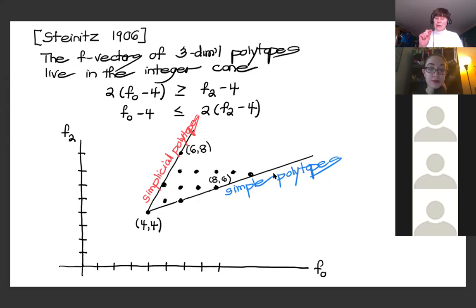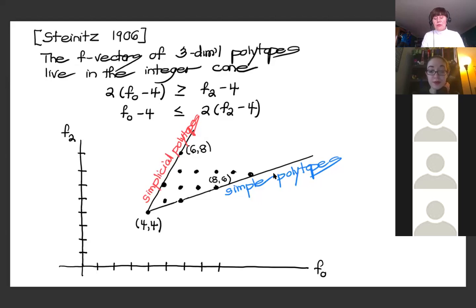And again, every one of these lattice points, well, okay, I didn't make every one, but in this cone corresponds to a polytope. So for example, (4,4) corresponds to the tetrahedron, which has 4 vertices and 4 triangular facets. And then I have (8,6), which is 8 vertices and 6 facets. That corresponds to the cube. And then that (6,8) is actually its dual, the octahedron, which has 6 vertices and 8 triangular faces.